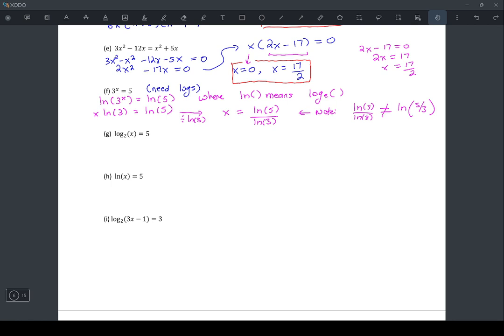Okay, part G. Solve for x of log base 2 of x is equal to 5. Now, the way I'm going to describe this is not likely the way that was taught to you in high school. It wasn't taught to me in high school this way. But think about the mathematical rules that we're allowed to do to an expression, something equals something else.